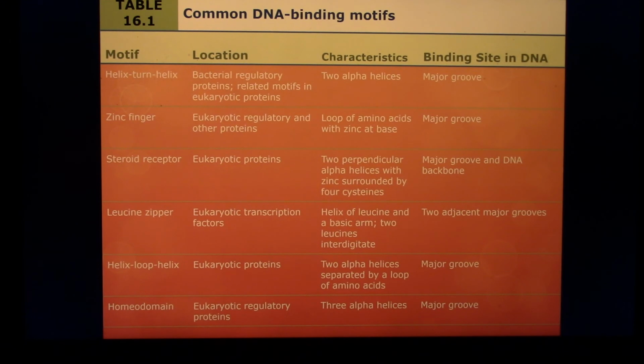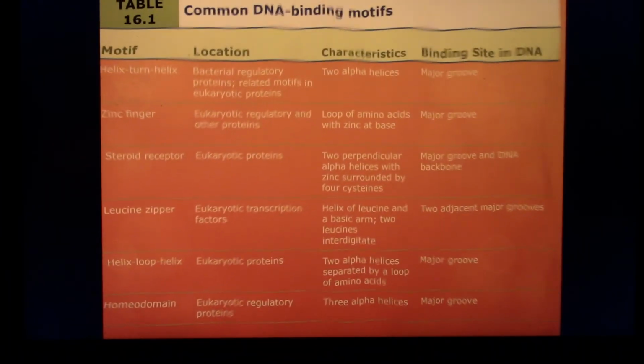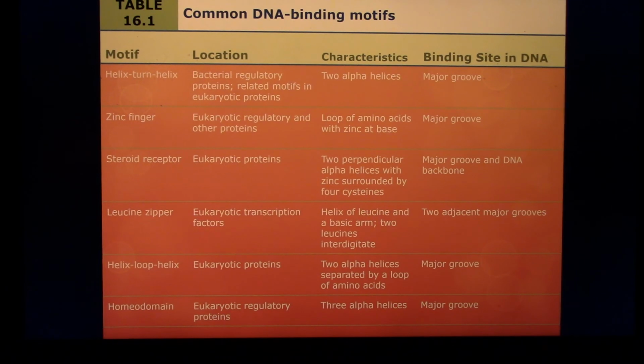This is a table that I expect you to memorize all of it. No, I'm just kidding. Just memorize some of it. What part? Let's go back. These are common DNA binding motifs. We just talked about helix, turn, helix, and zinc finger, and leucine zipper. The one that I want you to remember is this helix, turn, helix up top.